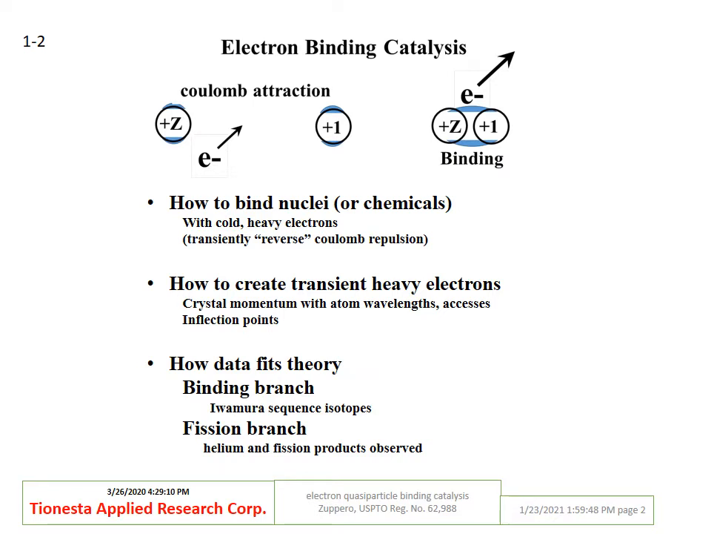First, we show how to bind nuclei together using a cold heavy electron, modeled like muon catalyzed fusion. Then we show how to create and use transient heavy electrons in the conducting crystallites, modeled as muon surrogates. We begin by observing that common to all reported LENR, a short wavelength crystal momentum impulse is always inserted picoseconds before transmutation. Finally, we show how the entire LENR dataset appears to support our conjecture.